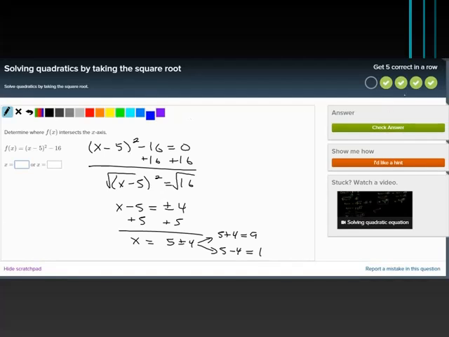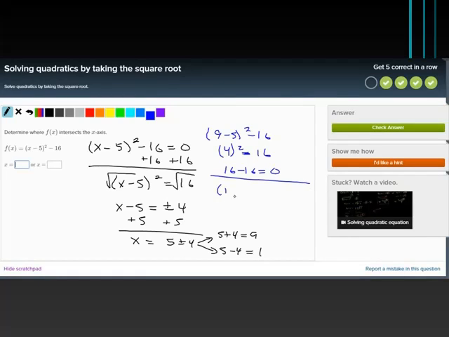Since this is the last problem in this group, I really want to make sure I get it right so I don't have to actually do 5 more problems in a row. So let's check the work on this problem. So I'm going to plug in the 9. 9 minus 5 squared minus 16. 9 minus 5 is 4. 4 squared minus 16. 4 squared is 16. So 16 minus 16 is 0. That one checks.